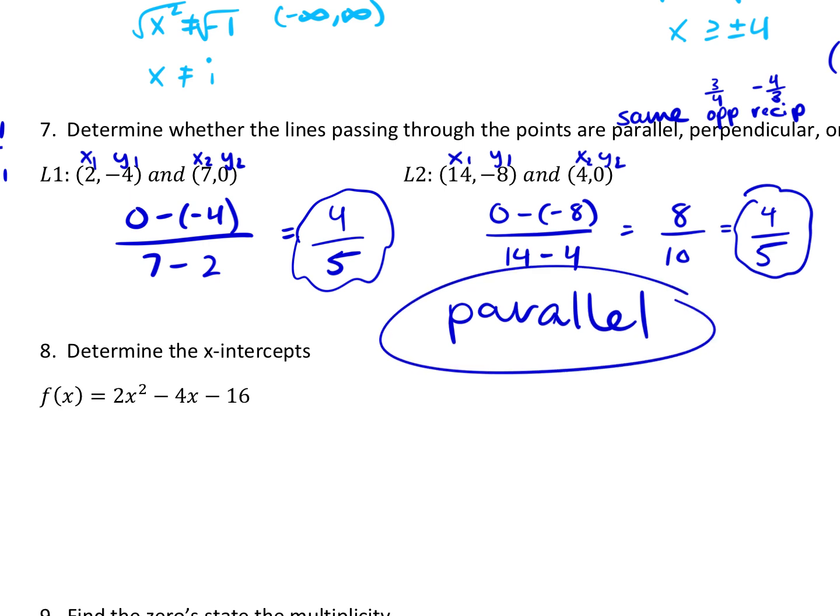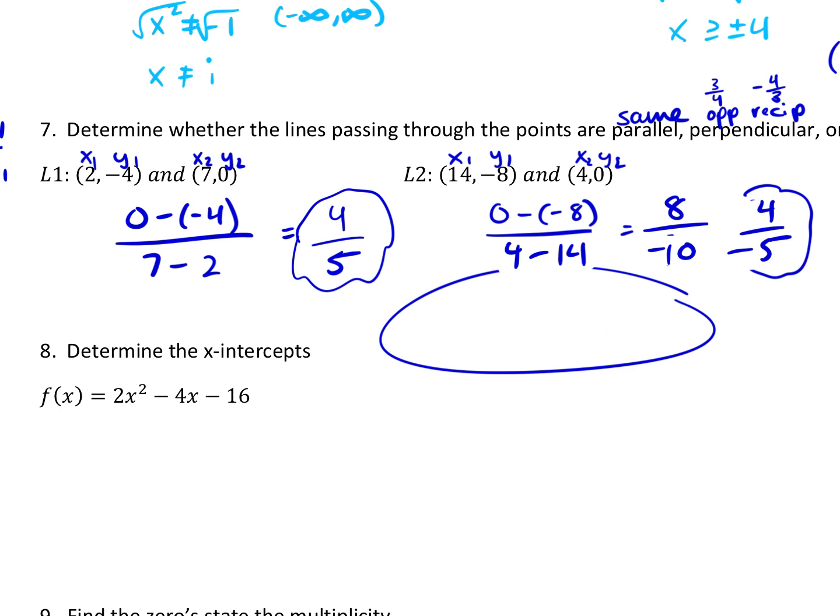It should be. Just making sure you guys were paying attention. That's what happens when I rush through these. This is 4 minus 14. So this would be 8 over negative 10, which actually throws off our answer. So it simplifies to 4 over negative 5. Are these the same, opposite reciprocals, or neither? Neither. So it changes it from being the same to now neither. Remember, opposite reciprocals would be if it flipped and if it was negative. If one was negative and one was positive.